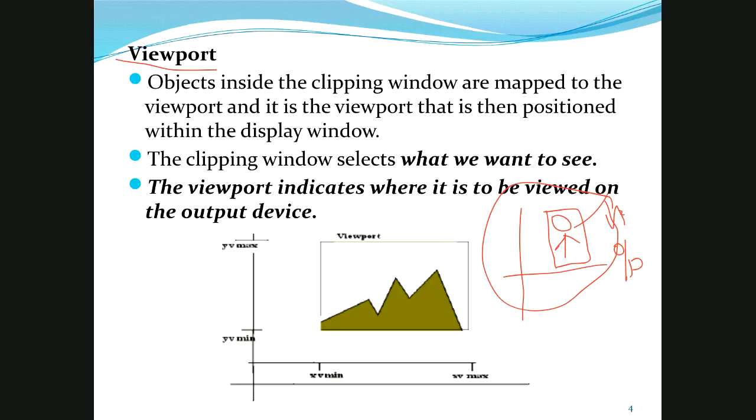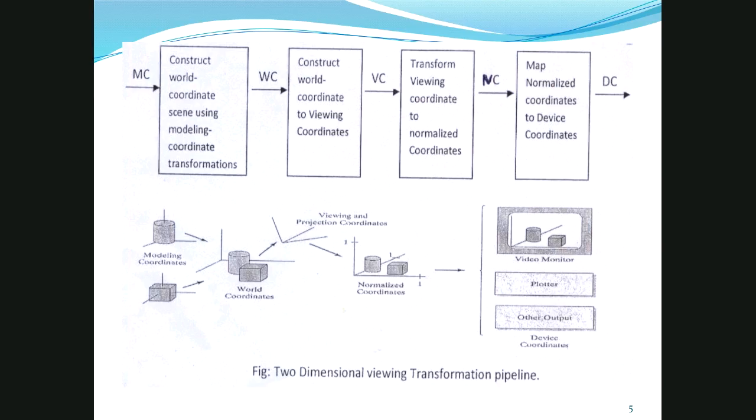Okay, so this one like this. Okay, then coming to, see, this is the example of modeling coordination, world coordination, viewing and projection coordination, normalized coordination, and device coordination. So how does modeling coordination work? Inside the modeling coordination, what is there?